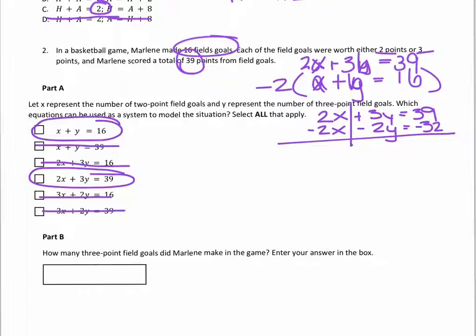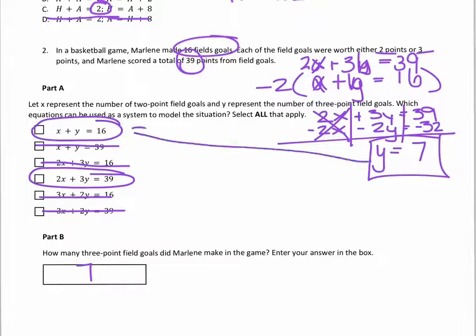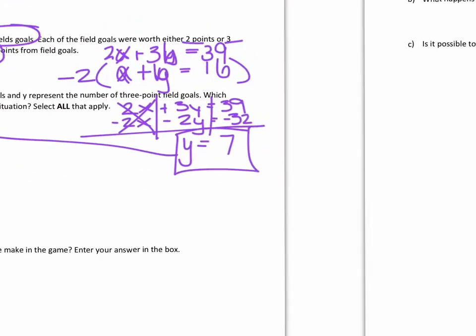Now, remember, you have the 3 equations. X's cancel, leaving me with Y equals 7. So that means she made 7 3-point field goals in the game. If you wanted to know how many 2-pointers, I would just take this 7, plug it into that equation, and get your answer, which would be 9. Next page.